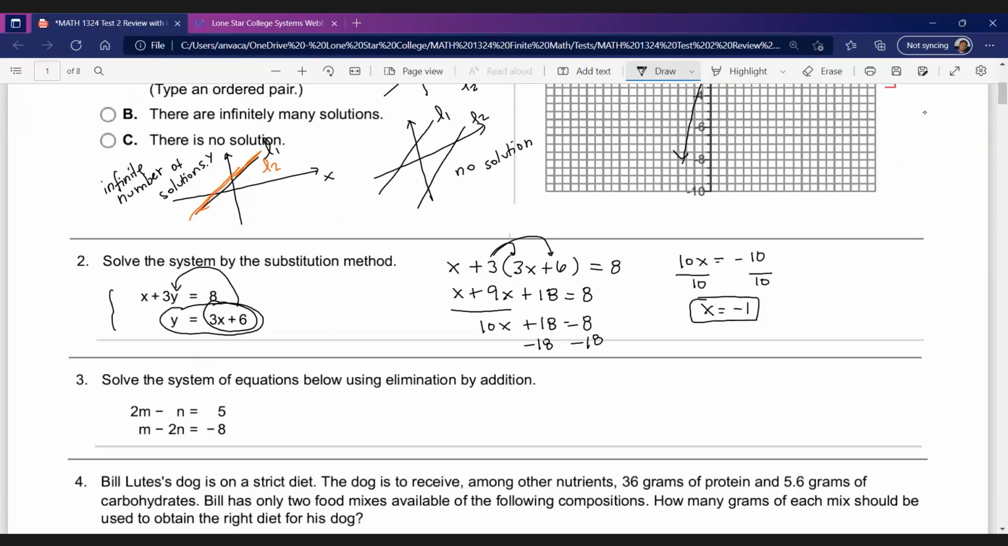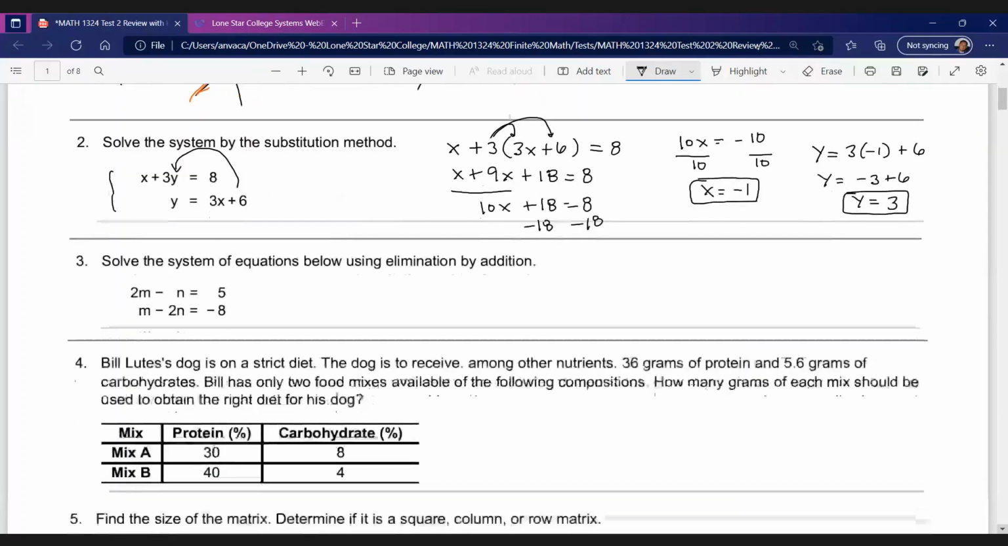Now that we know that x is equal to negative 1, there is an equation that tells us how to find y. And y is therefore equal to 3 times x plus 6. x is equal to negative 1, so y is equal to negative 3 plus 6. y is equal to positive 3. Just make sure you follow what your exam is asking you for input, so make sure that you input that correctly into your exam.